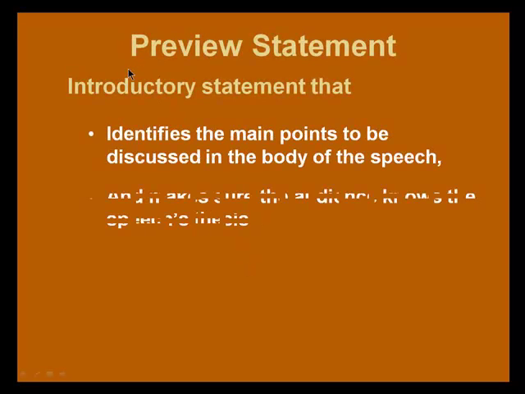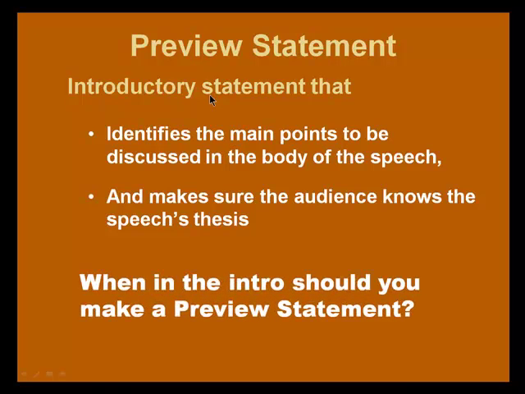The preview statement in the introductory speech is the last thing that you say in the introduction. It identifies the main points that you'll be discussing in the order that you'll be discussing them, and lets the audience know what the organization of the speech is. It also states the thesis. What is it that you are going to be telling us about, either informing us about, or the proposition, what it is that you're going to be arguing. Remember that the preview statement is always going to be at the end of the introduction.